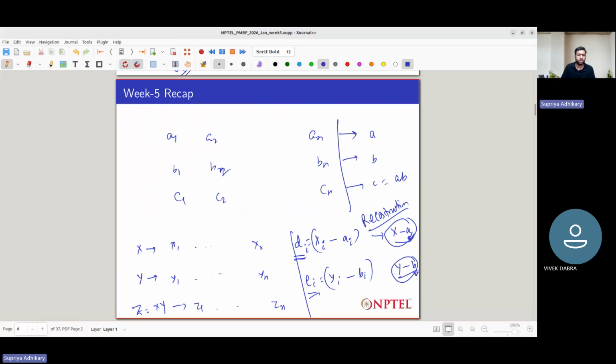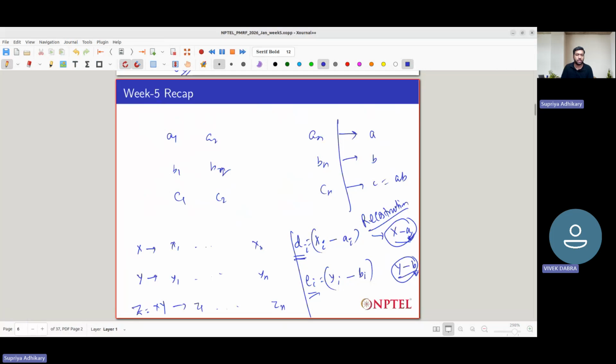And the communication complexity of sharing D and E: we do not need any communication, because the parties already have the shares of X, the shares of Y, and the shares of A and B. So if they already have that, they can just do this calculation by themselves. But the final linear multiplication is needed with D and E values.